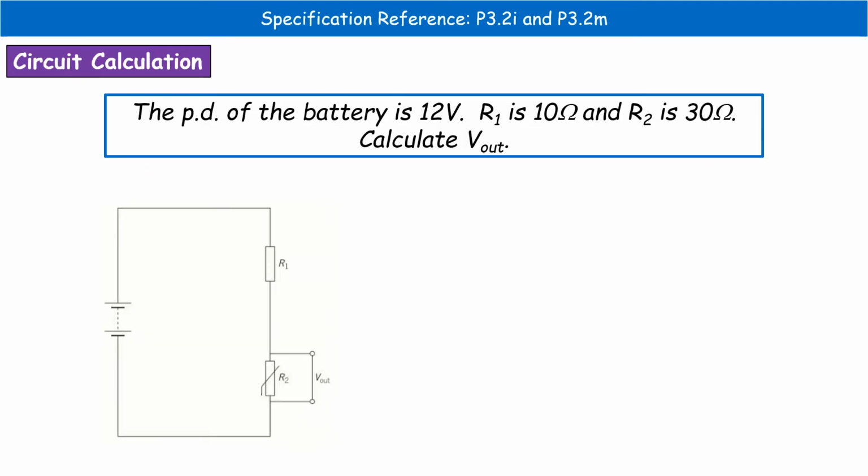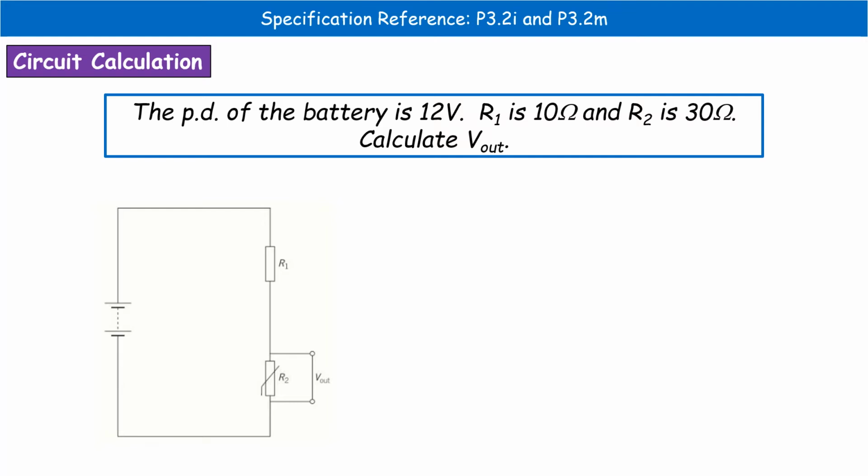Let's take a moment just to have a look at one example of the kind of questions we could do with those facts. So here's one example. The potential difference of the battery is 12 volts, R1 is 10 ohms and R2 is 30 ohms. Calculate V out. And we've got a little diagram here showing us what we've got.